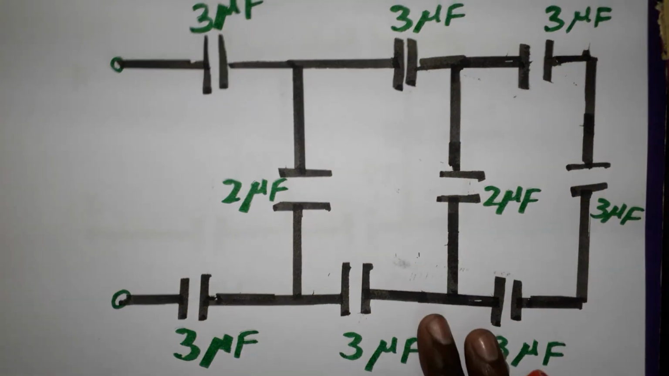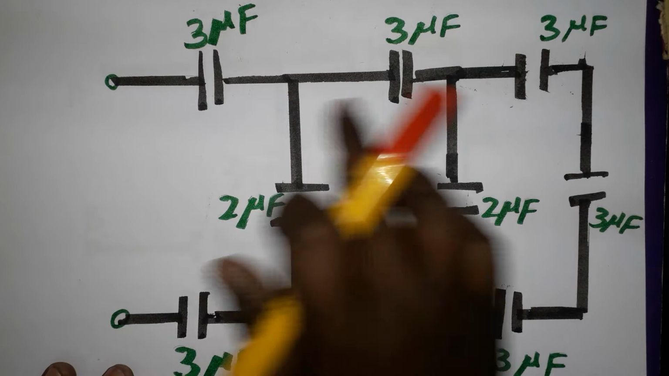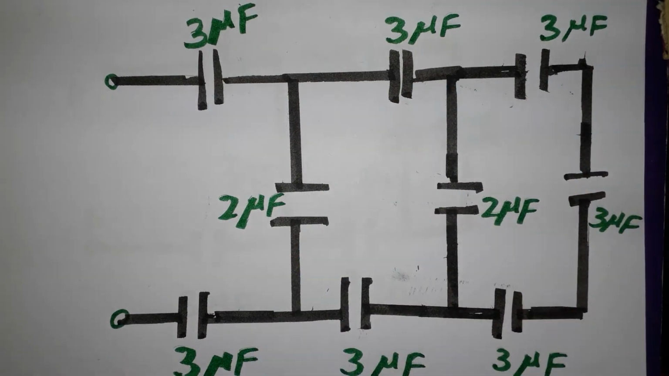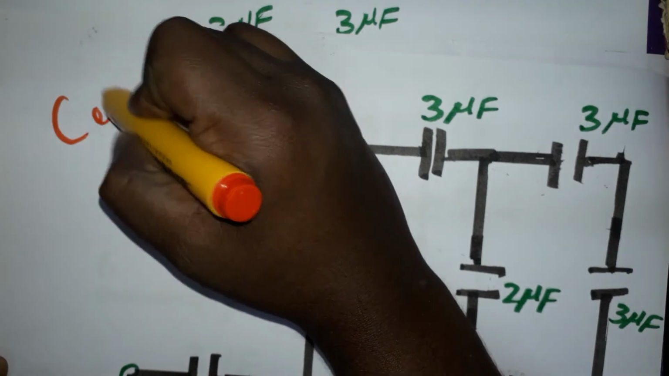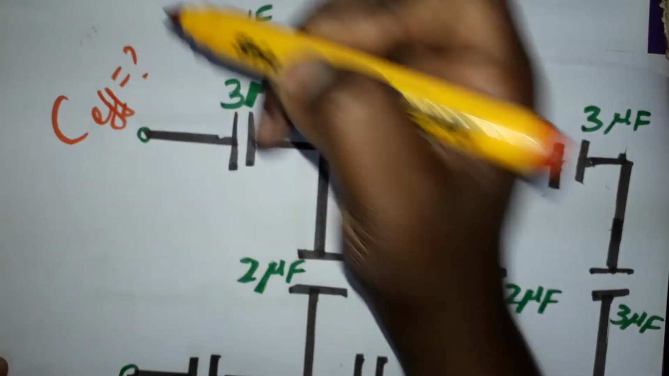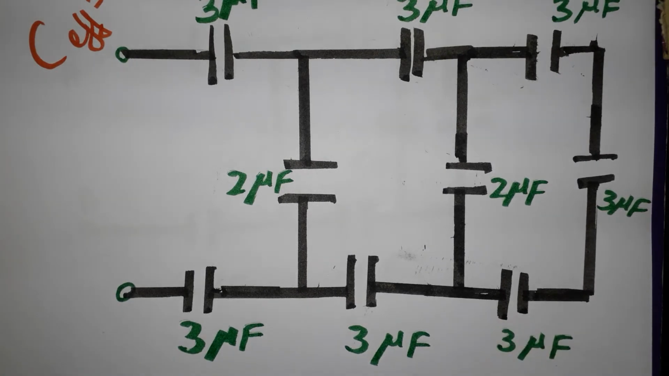Hello student, today we are going to learn how to solve this circuit. It is a capacitance of capacitor. We are going to learn what is the net value, the total capacitance, the effective value of this circuit. It's very simple to solve this kind of circuit, especially for 12th standard. It's very important for the CBSE.